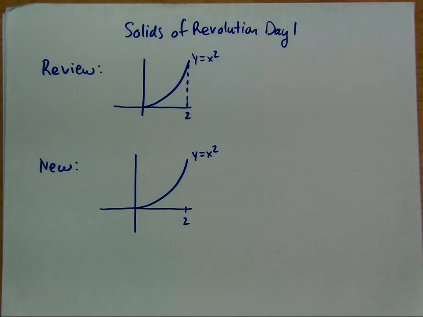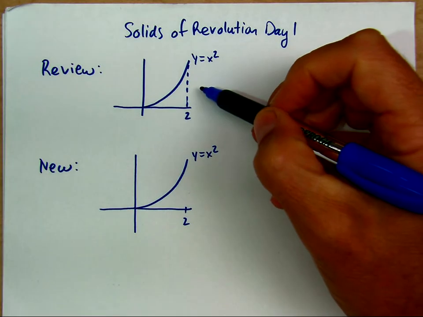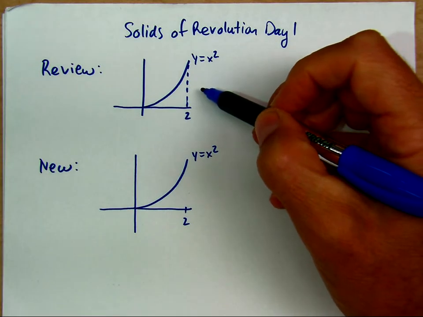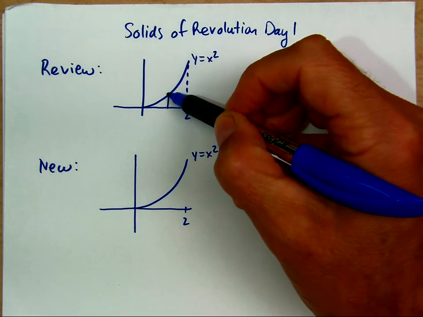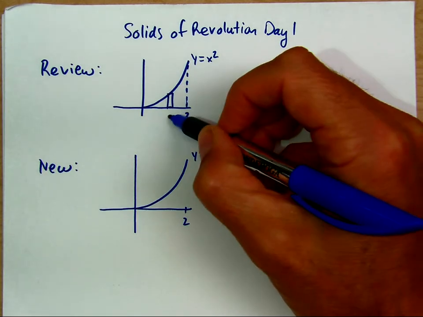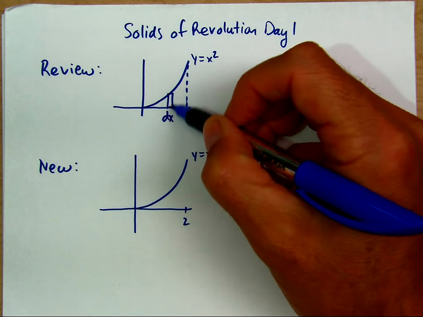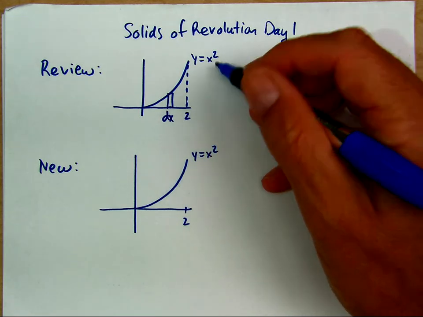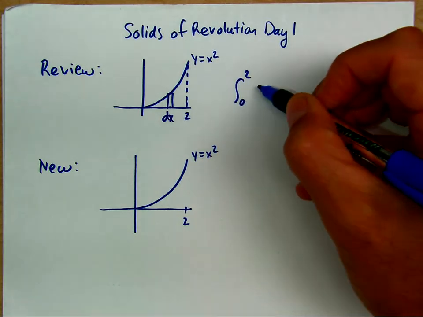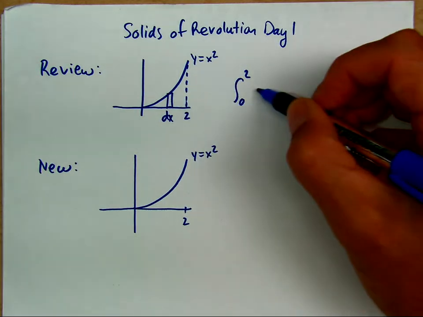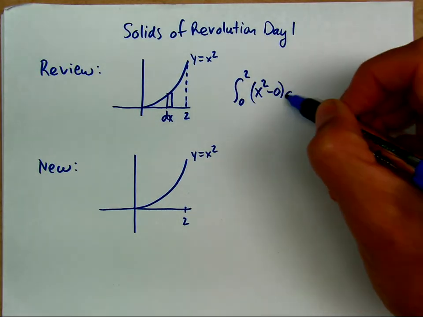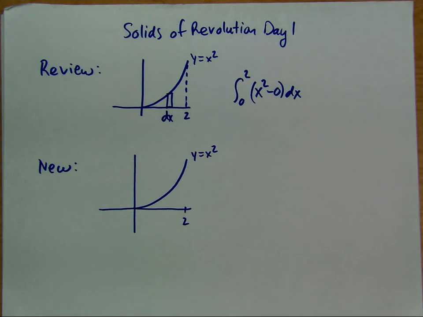All right. In this lesson, we'll look at finding the volume of solids formed by rotating a region around the x-axis. So we've seen how to use integrals to find area, and we did that by looking at rectangles that had a width of dx, and we could integrate from 0 to 2. We did top minus bottom, so that was x squared minus 0 dx, and that was the area.